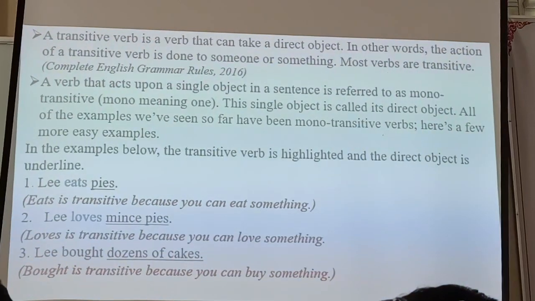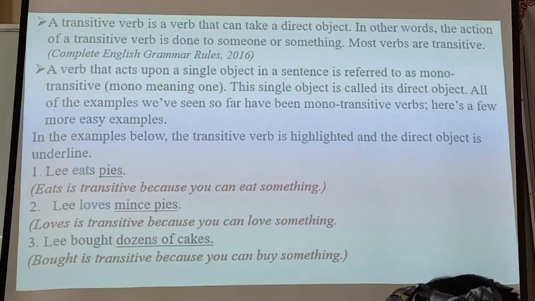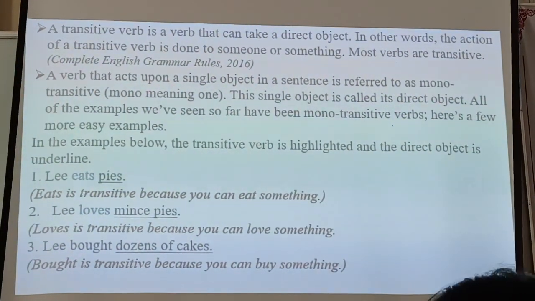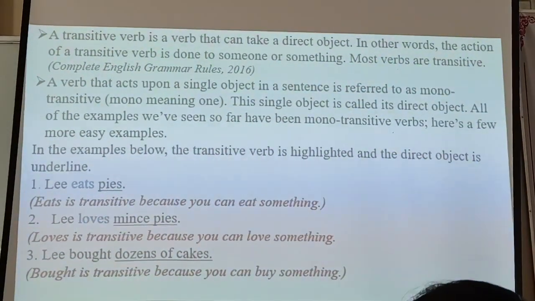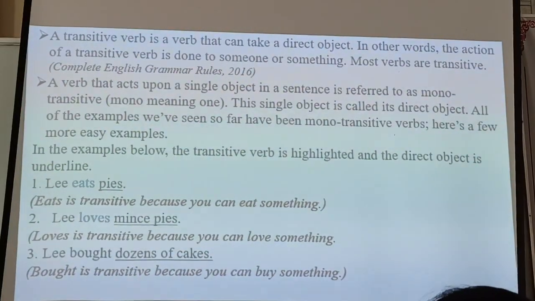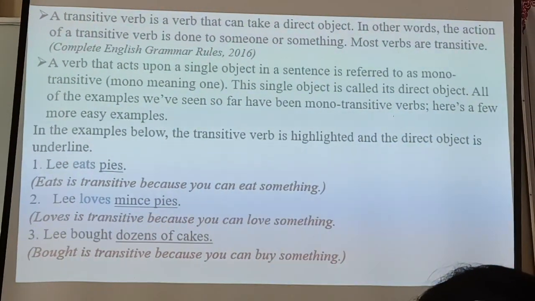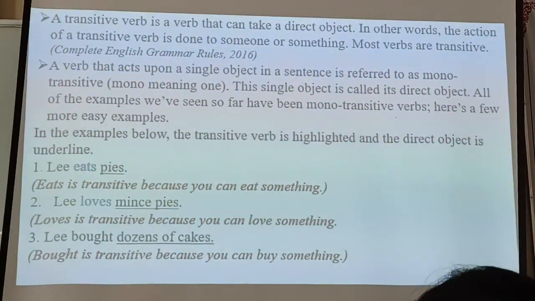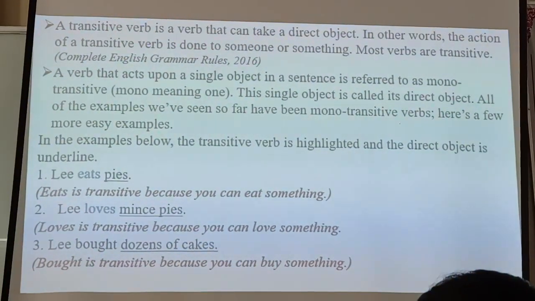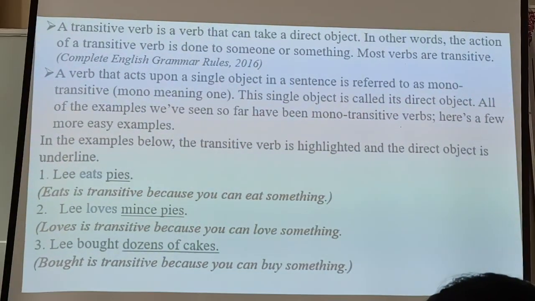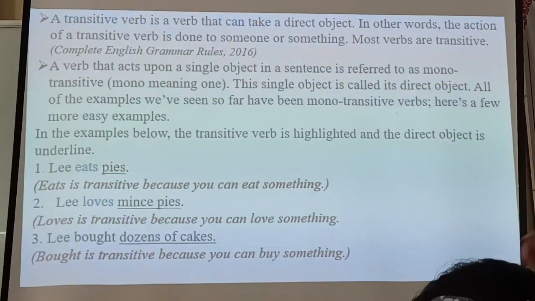For a more complete definition, a transitive verb is a verb that can take a direct object. In another way, the action of a transitive verb is done to someone or something. Usually, most verbs in English are transitive. A verb that acts upon a single object in a sentence is referred to as a monotransitive verb, which means the verb takes only a single object. This single object is called the direct object.